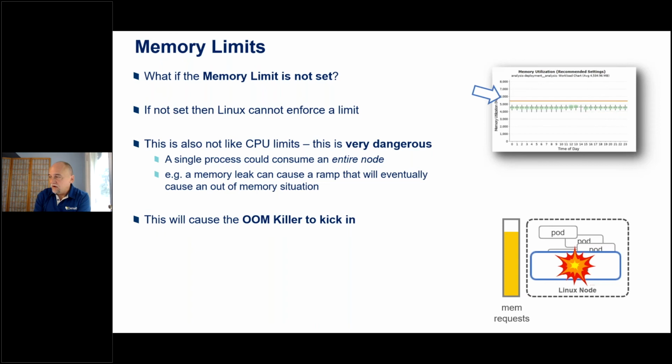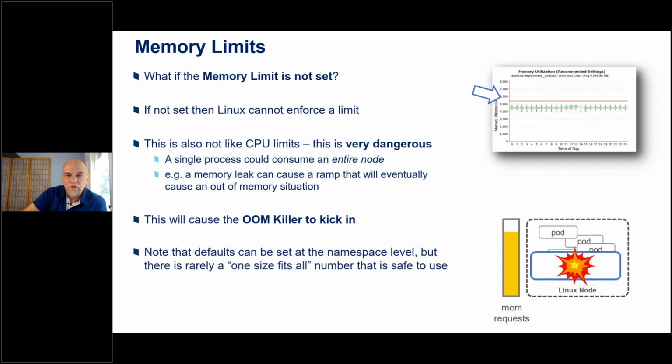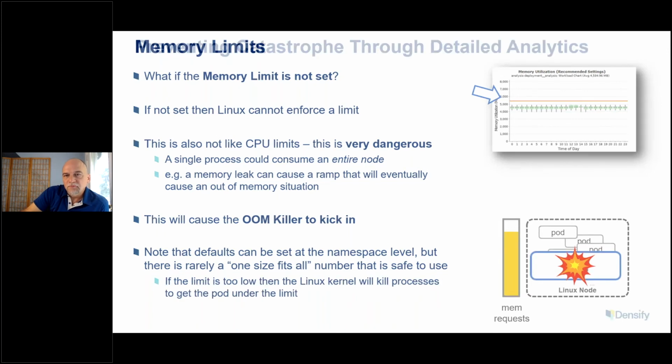That's a fairly detailed walkthrough of the 4 areas. If they're too big or too small, it causes different problems. If they're not set, it causes very specific risks based on the behavior of Kubernetes. Again, you can default things, but that's not overly useful because there aren't really good defaults to set. The name of the game here is let's fix this.